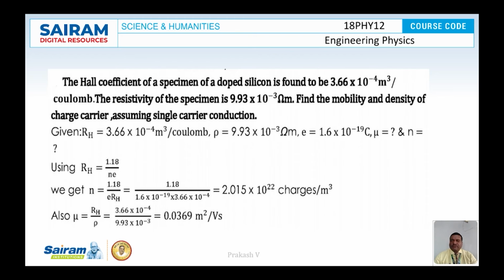And further, the value of mu is equal to RH by rho. So the value of RH is given, that is 3.66 into 10 to the power of minus 4 divided by rho, which is 9.93 into 10 to the power of minus 3. So on simplification, the mobility mu is equal to 0.0369 meter square per volt second. So this is the way of calculating the value of n as well as mu.